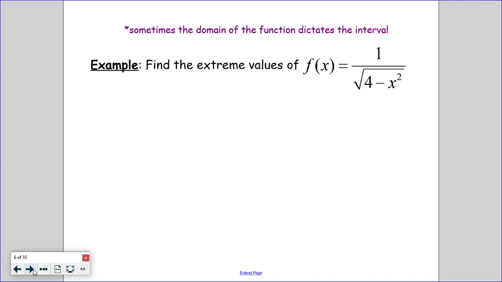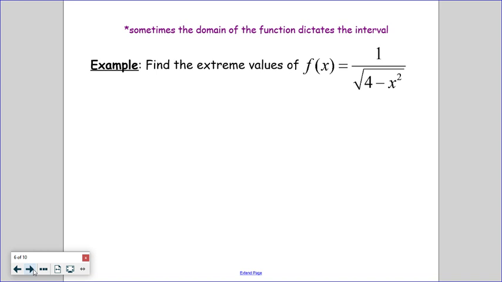On this next one, sometimes when they are asking you to find extrema, they will not specify a domain, but that does not mean that your domain is unrestricted. So sometimes you have to remember that functions themselves can bring to the table a domain restriction. On this one, it asks us to find the extreme values of f of x equals 1 over the square root of 4 minus x squared.